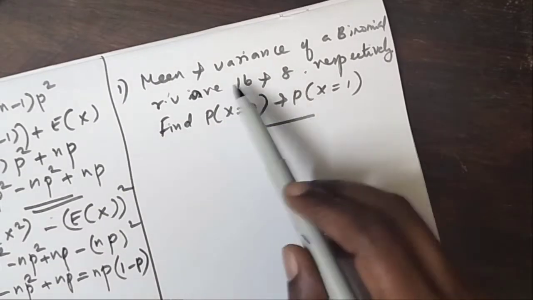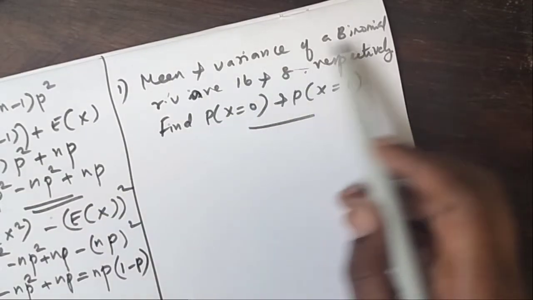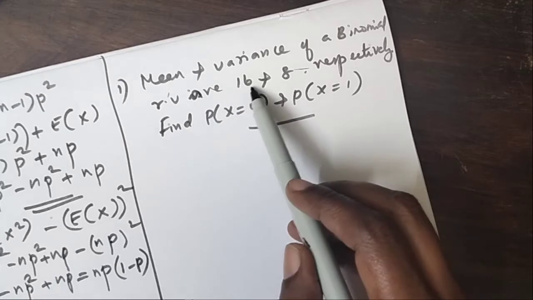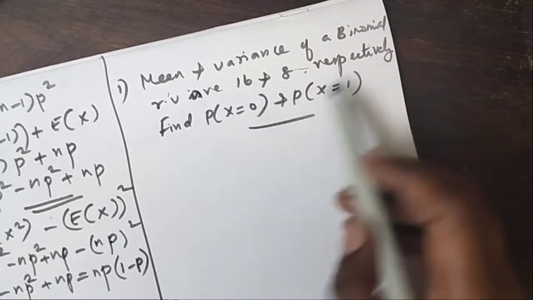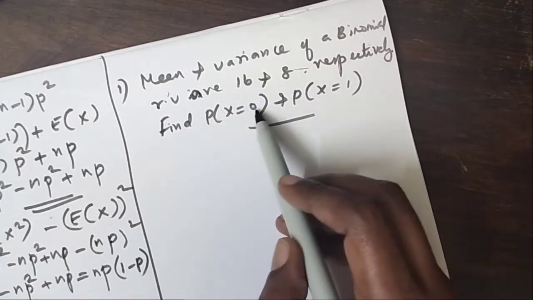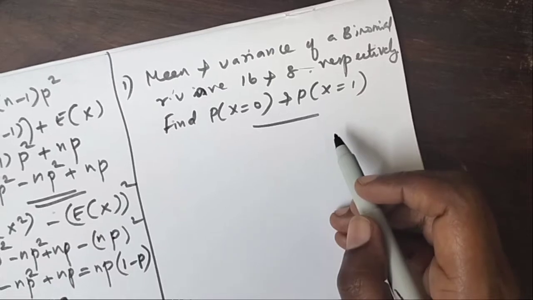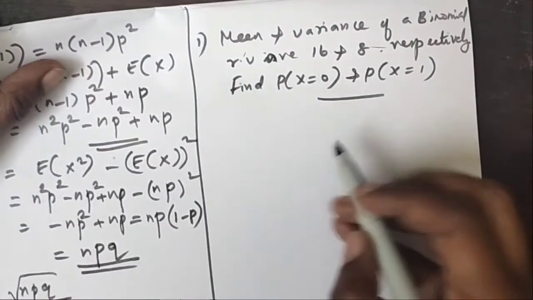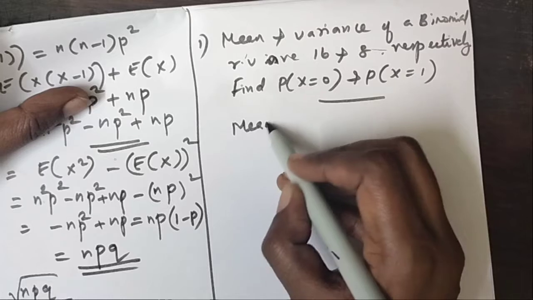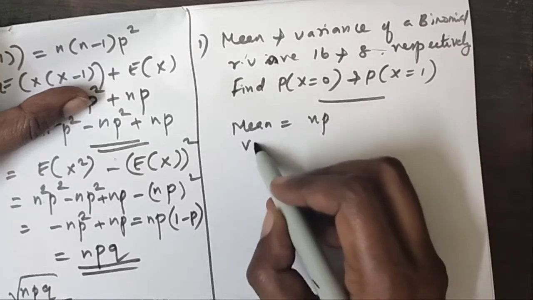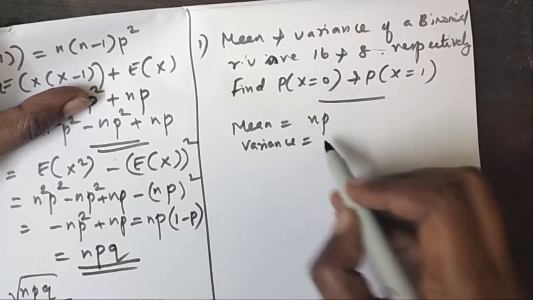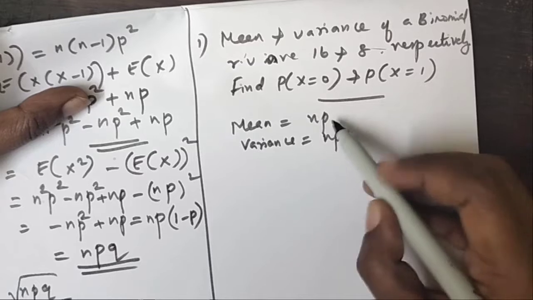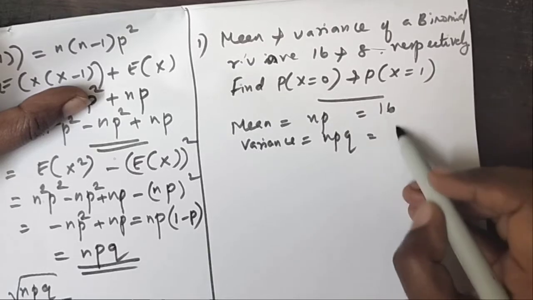So next we can do a problem. The mean and variance of a binomial random variable are 16 and 8 respectively. Find P of x is equal to 0 and P of x is equal to 1. So first of all, what is given? Mean and variance. What is the mean? It is np. What is the variance? It is npq. So np is 16, npq is 8.